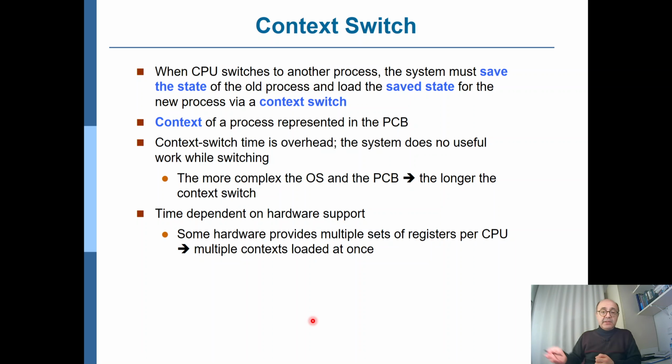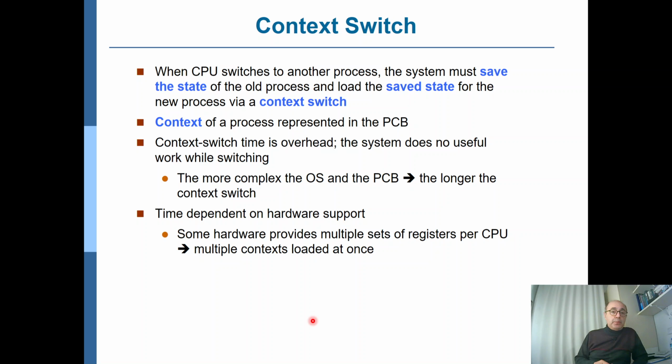and restore the previously saved state of P1 into the CPU. This is what we call a context switch, because you're changing the context from P2 to P1 in the CPU. So the context is saved into and restored from the process control block, the PCB. As we discussed earlier, the context switch is overhead. It's not useful work. It's just overhead. So we would like to keep that overhead as small as possible.